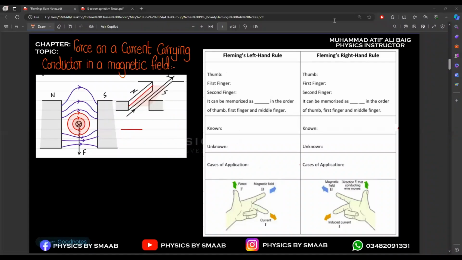So basically, when we have to find out the force on a current carrying conductor in a magnetic field, in the diagram you can see on the left hand side we have the north pole, on the other side we have the south pole, and in the center we have a conductor. And you can see there is a cross, and a cross means current is moving into the paper, right? So current is moving into the paper, and the conductor is placed between these two poles.